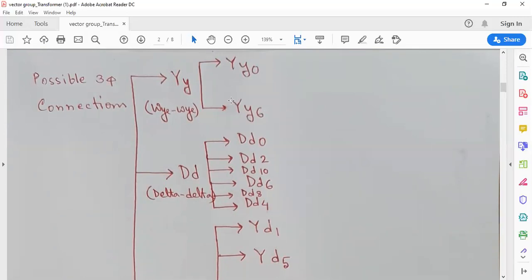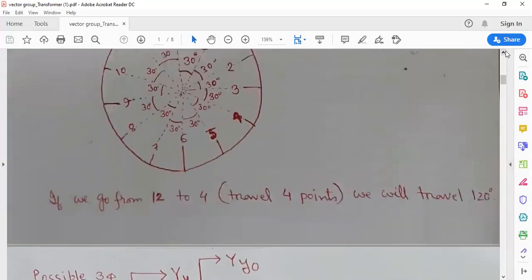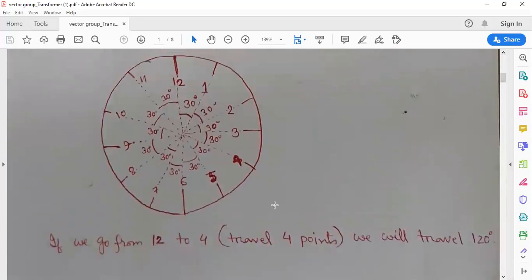If it is YY6, that means it is not 0. That means primary and secondary line to line voltage has an angle difference. What is that indicated by 6? So 6 means what? 6 means we have to go to the clock. 6 is along this line. This means one line to line voltage, like primary line to line voltage, is along 12 and another one is along 6.